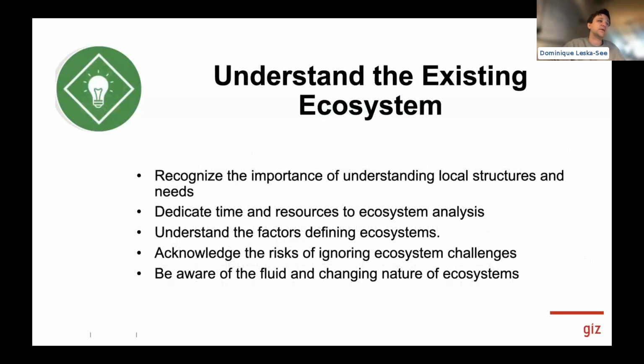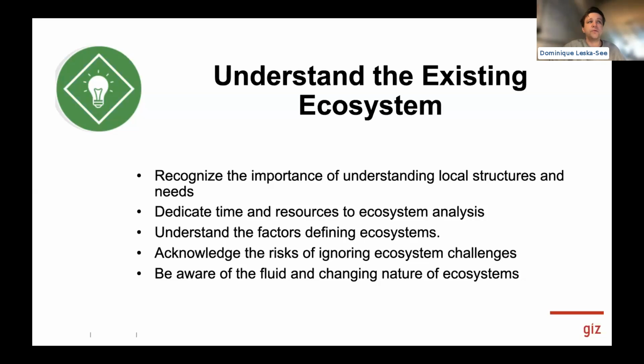The second principle is understanding the existing ecosystem. Recognizing local structures and needs is crucial for designing effective initiatives and digital tools. This requires a deep understanding of the unique conditions in each country, region, and community. Allocating time and resources to ecosystem analysis is crucial to ensure the selected technology tools are relevant, suitable, and non-duplicative. This analysis will provide insights into the context or ecosystem where the work is being executed.